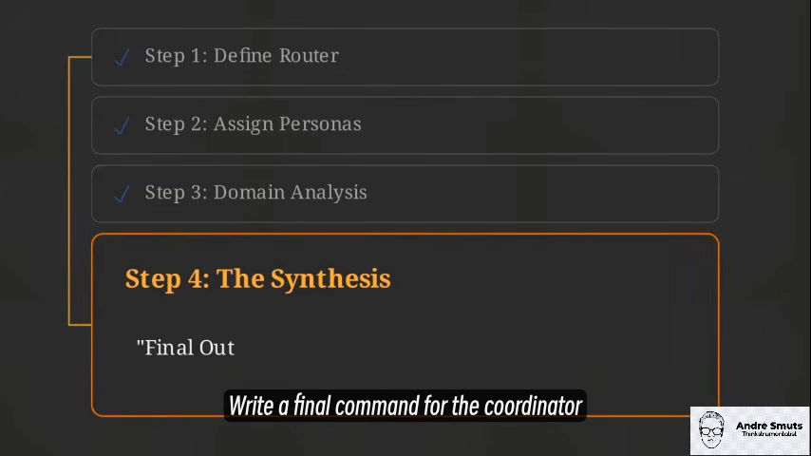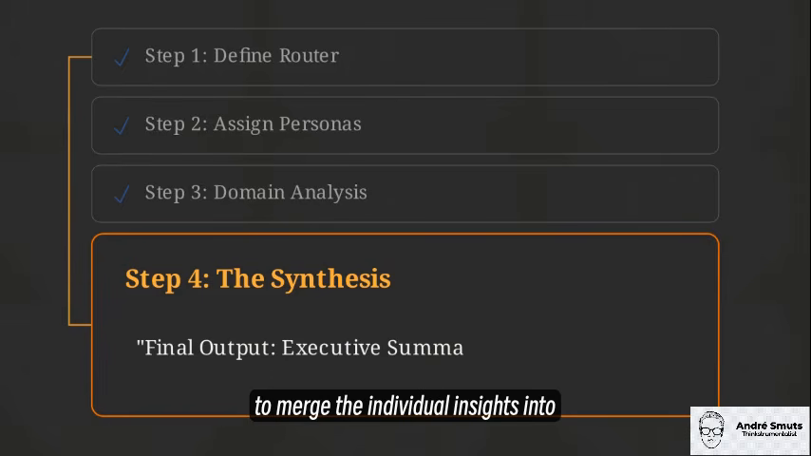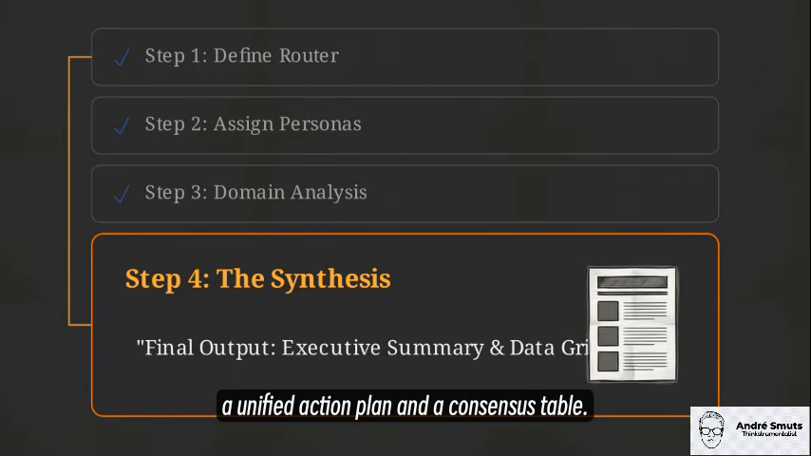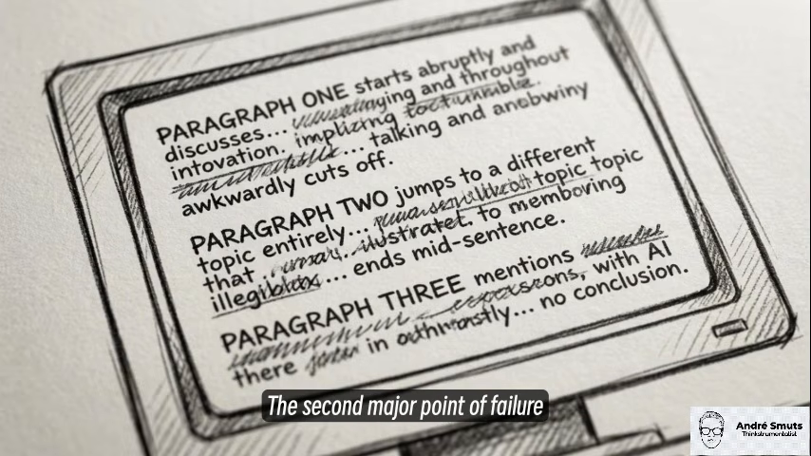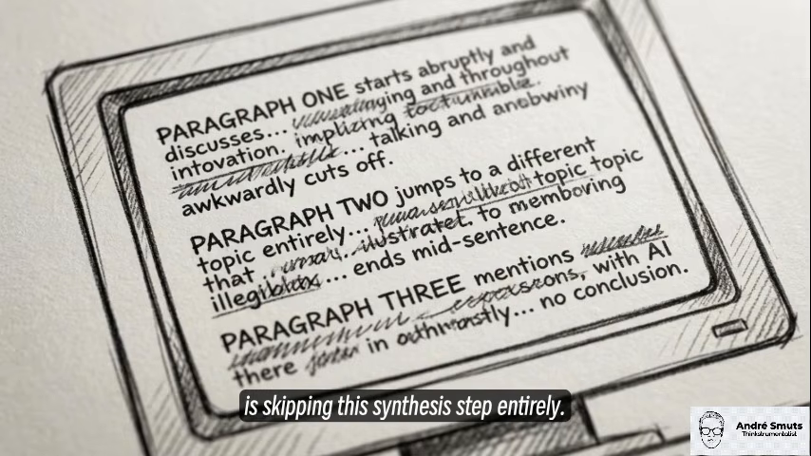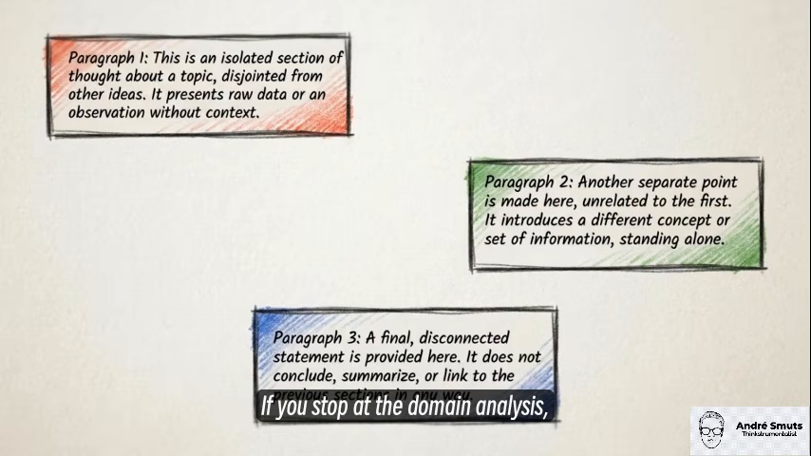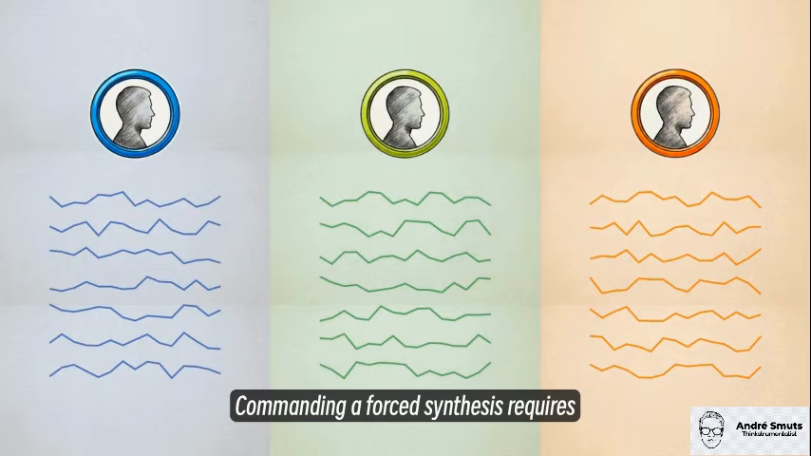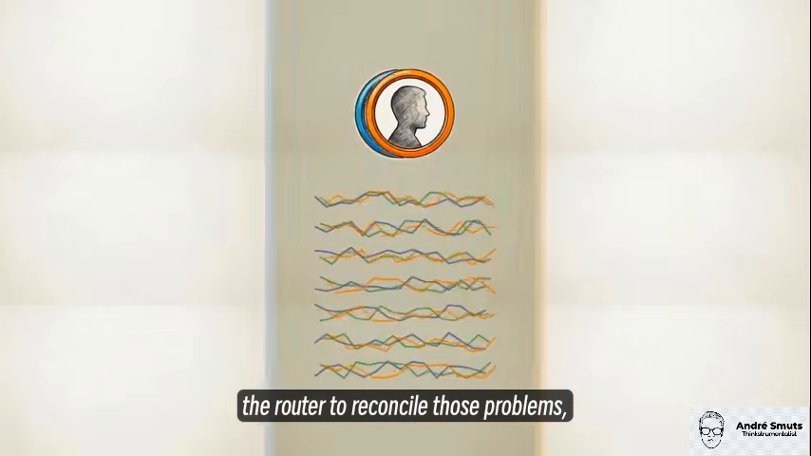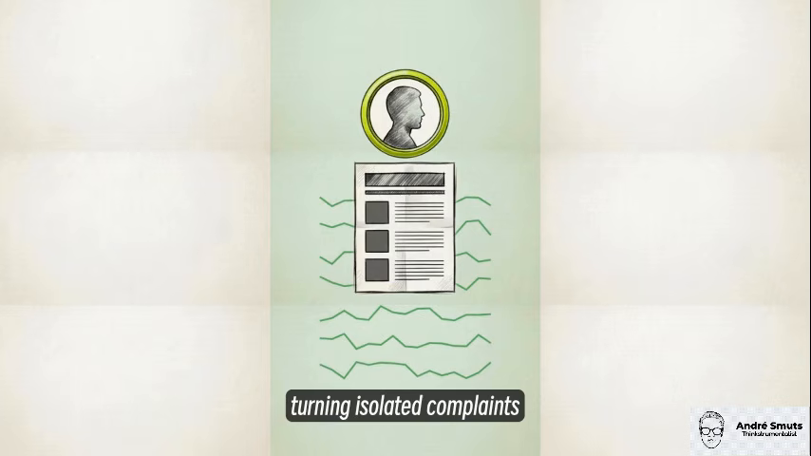Step four is the synthesis. Write a final command for the coordinator to merge the individual insights into a unified action plan and a consensus table. The second major point of failure is skipping the synthesis step entirely. If you stop at the domain analysis, all you get is a disjointed list of domain-specific problems. Commanding a forced synthesis requires the router to reconcile those problems, turning isolated complaints into a clear, actionable plan.